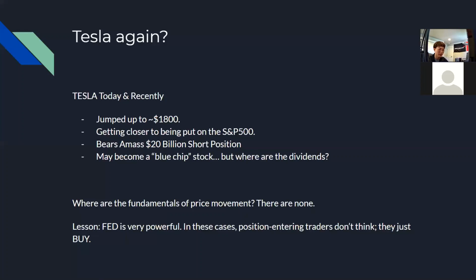Obviously, the Fed is kind of controlled by the government, but not really. It's kind of independent, even though it's called the Federal Reserve.